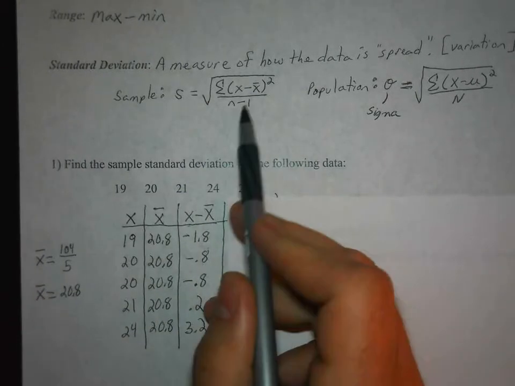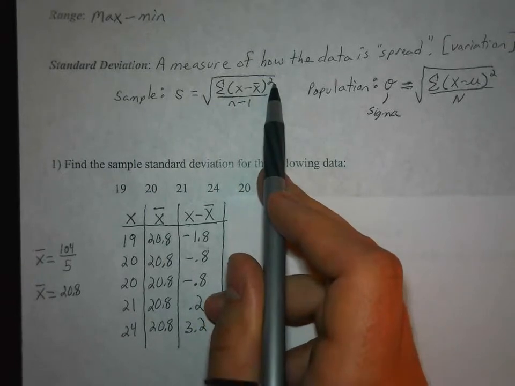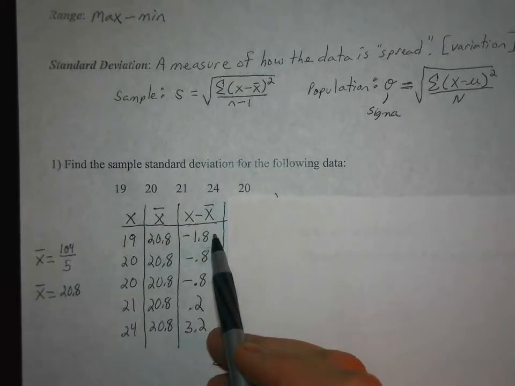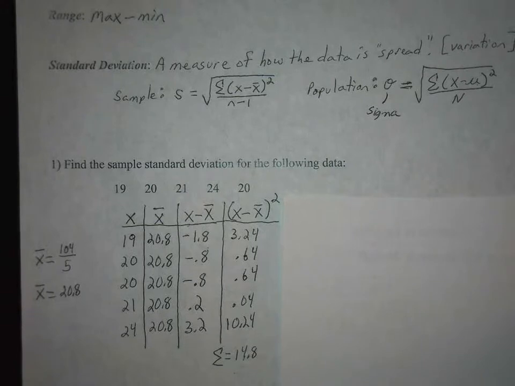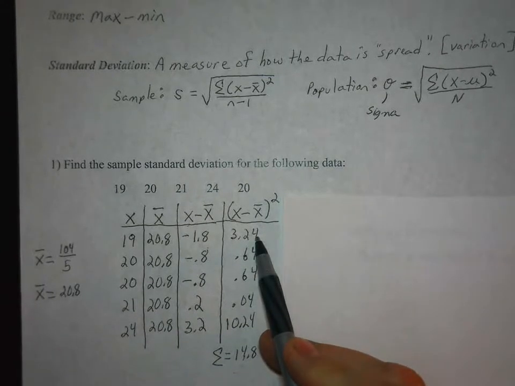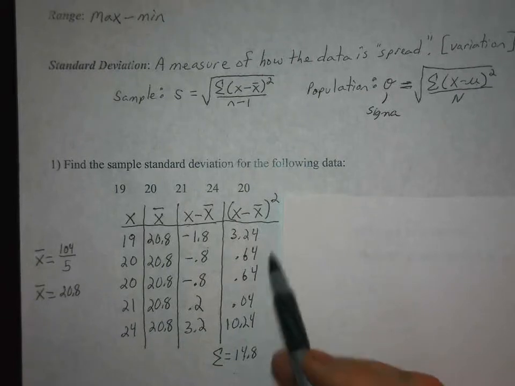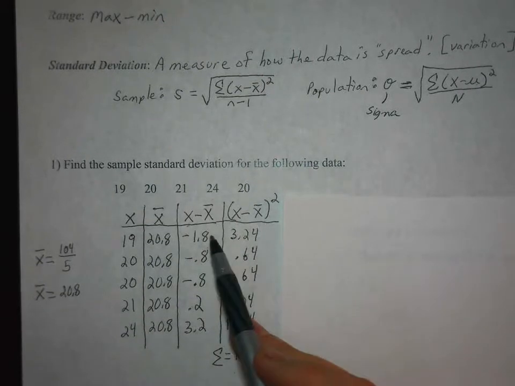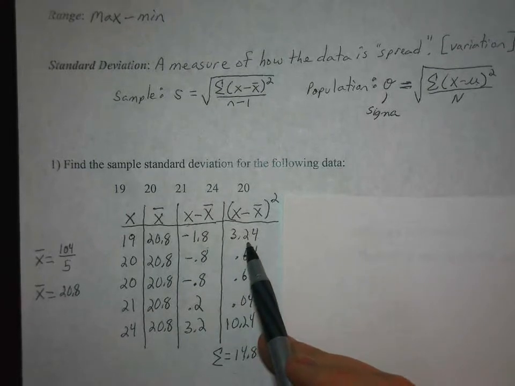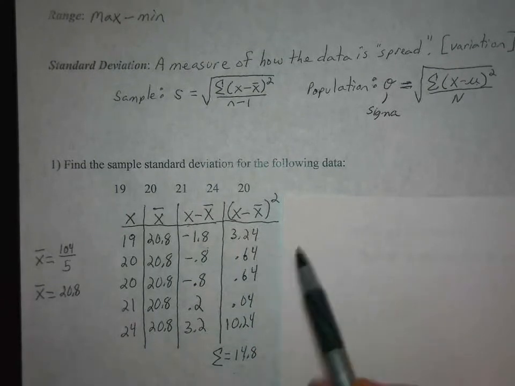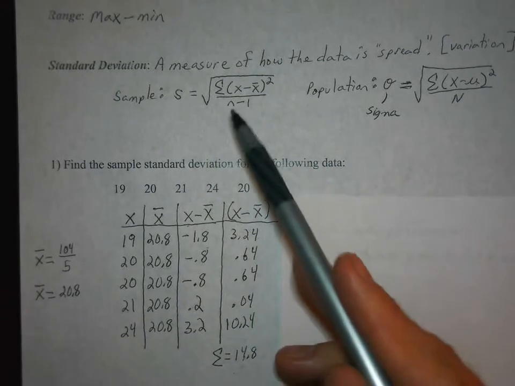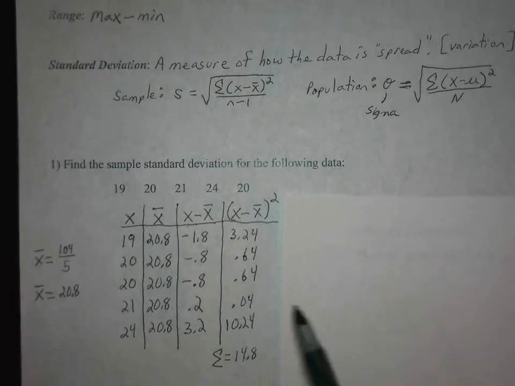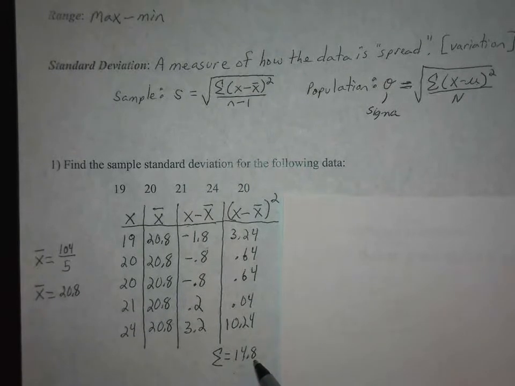After you subtract x minus x bar, you need to square the results. So you need to do negative 1.8 squared, negative 0.8 squared, and so on. When you do that, that turns all your results positive in this column. So when you do negative 1.8 squared, you get positive 3.24. Now all those values are positive. Now we're going to add those up, take the sum, and when you add that column up, that sum is 14.8.